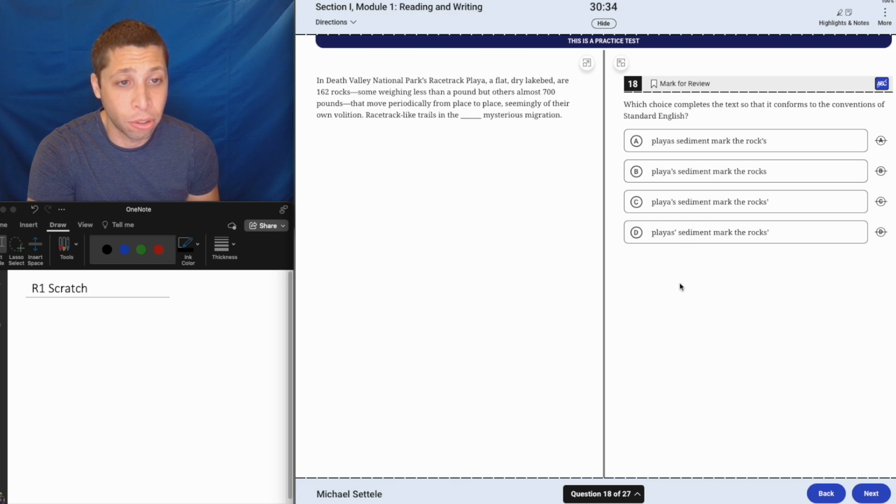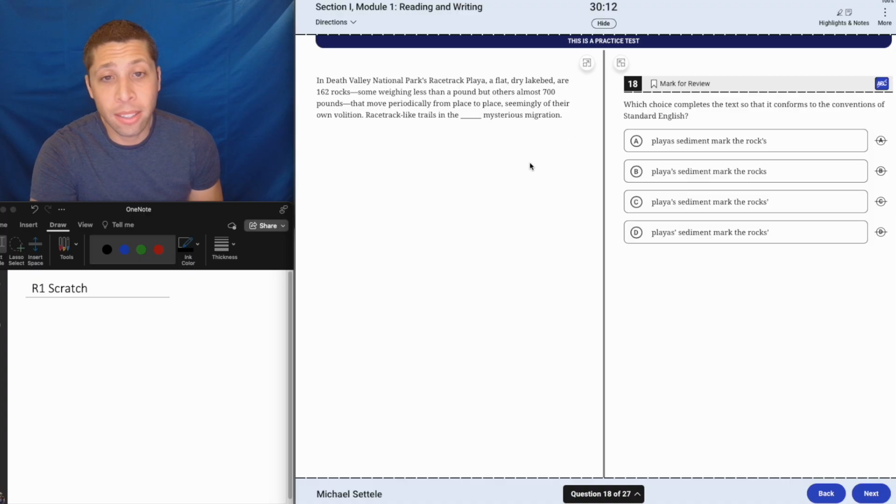Okay, this is about apostrophes, so you take them one at a time. So let's see. This whole thing is one sentence. In Death Valley National Park's Racetrack Playa, a flat dry lake bed, are 162 rocks that move periodically from place to place, seemingly of their own volition. Oh, here we go. Racetrack-like trails in the playa's sediment mark the rocks' mysterious migration. Okay.